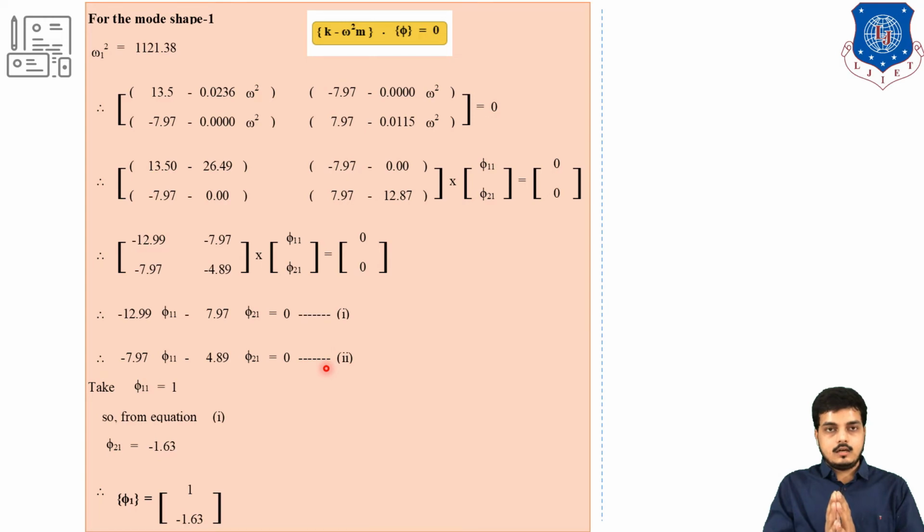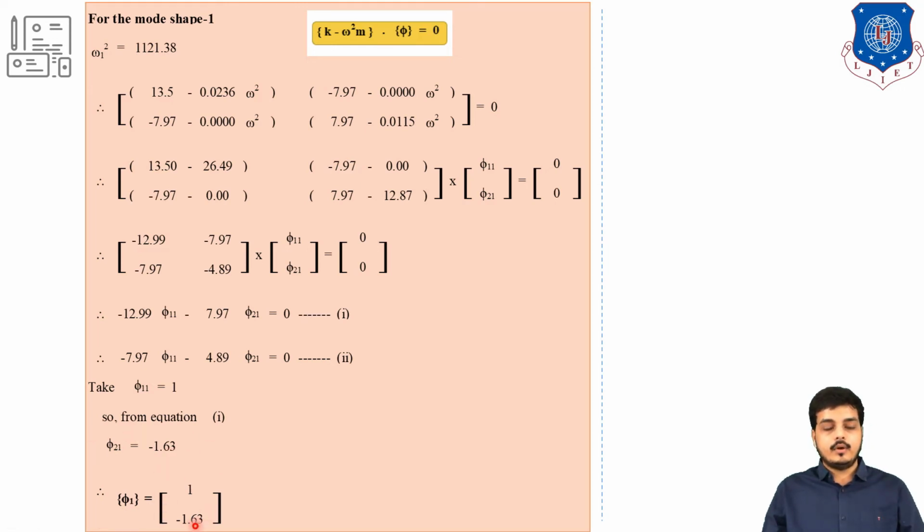Now to find our eigenvector, I have to assume any one value as a unit. Right now we are taking phi 11 as a unit. Whenever the first floor is a unit value, we find what the effect on the second floor will be. From equation 1, placing phi 11 equal to 1, it will be minus 12.99 minus 7.97 into phi 21 equals 0. This term will be taken to the right hand side of the equals sign. So I can directly find the value of phi 21 as minus 1.6. So I have found my first mode shape.